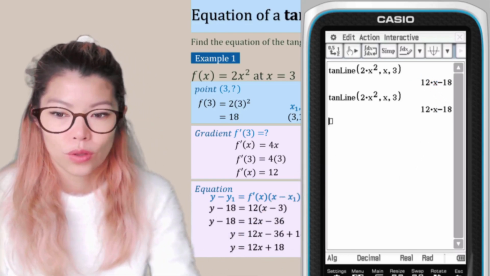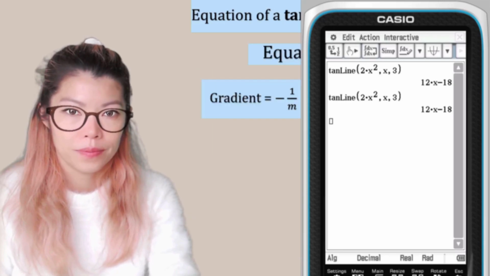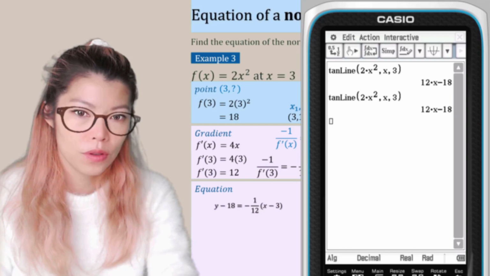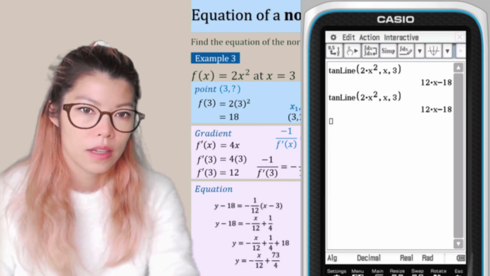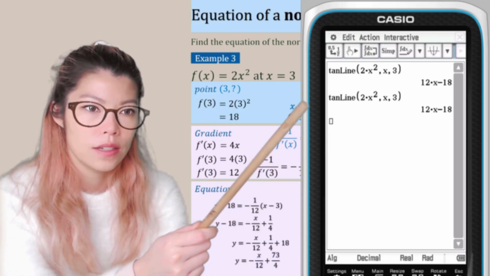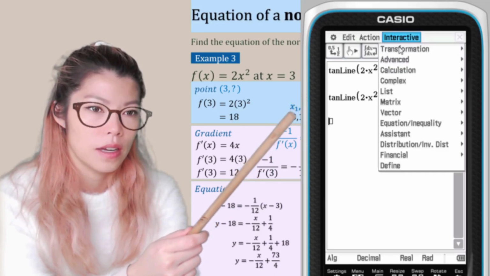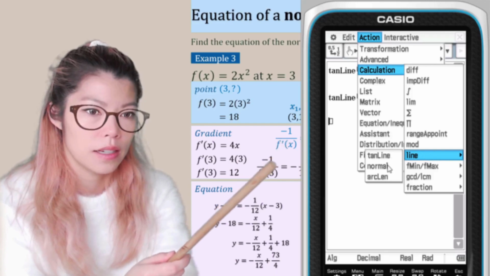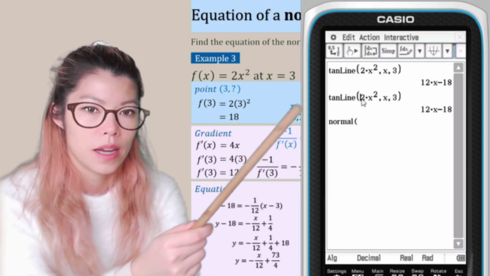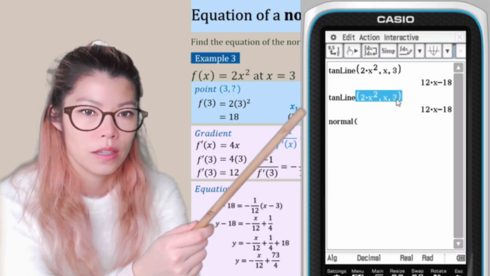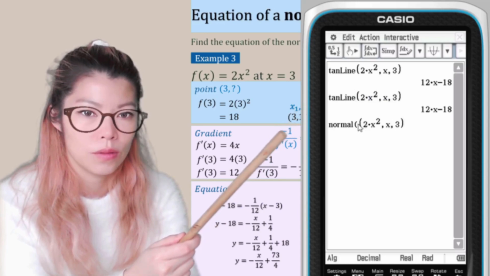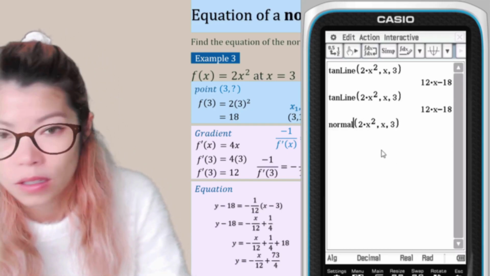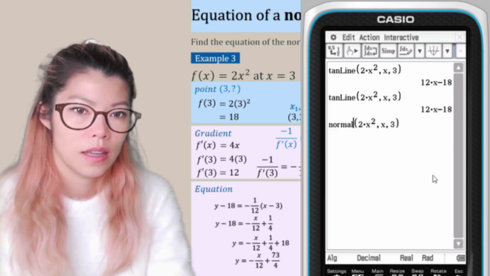And if we were to do a normal, so let's have a look at the normal answer from before over there. So we would go interactive. Let's do action this time. Calculation, line, normal line, and this time I can just copy, paste that in. Double check that I don't have too many brackets. And enter.